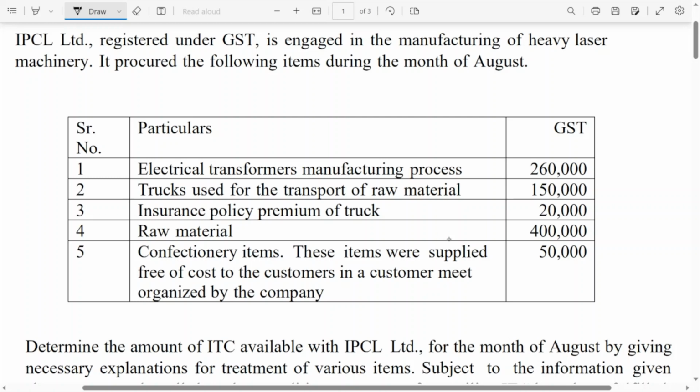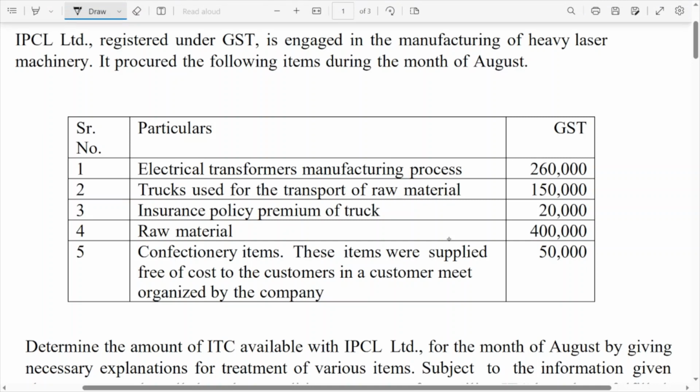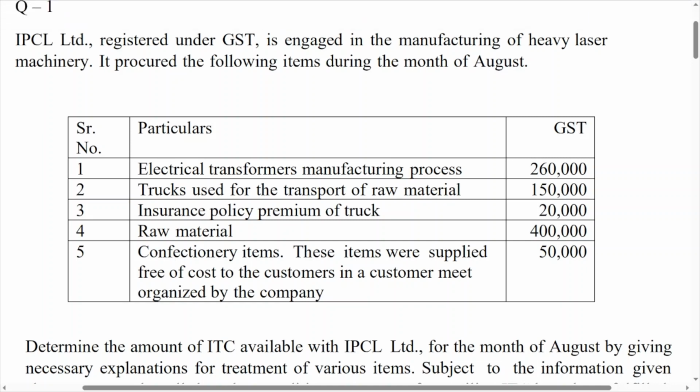It procured the following items during the month of August: electrical transformer for the manufacturing process 2,60,000, truck used for transport of raw material 1,50,000, insurance policy premium of truck 20,000, raw material 4 lakh, and confectionery items. Confectionery means halwai; if you are ordering some food and beverages from some person, then it is considered as confectionery items. These items were supplied free of cost to the customer in a customer meet organized by the company.